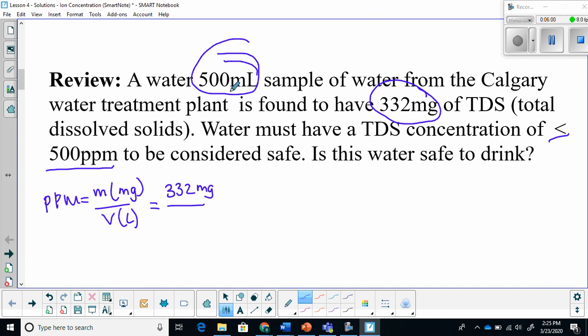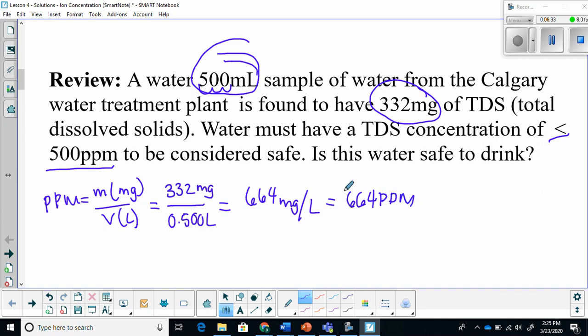Our volume, on the other hand, is in milliliters, so we need to convert this into liters. Same thing that we did with the previous example. You're going to divide this number by 1,000, which is equivalent to moving the decimal place over 3 times. So I divide by 0.500 liters. Once I divide those two numbers, I get 664 milligrams per liter, which is the same thing as saying 664 ppm.